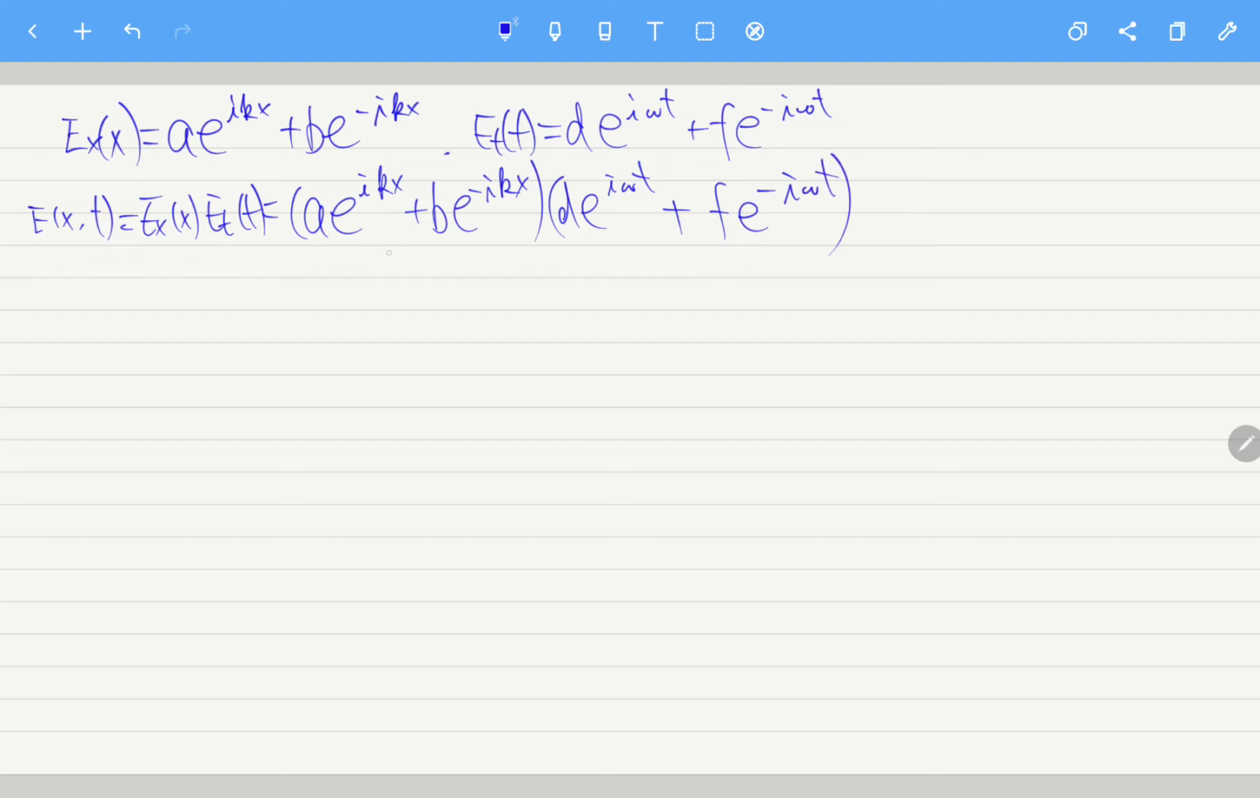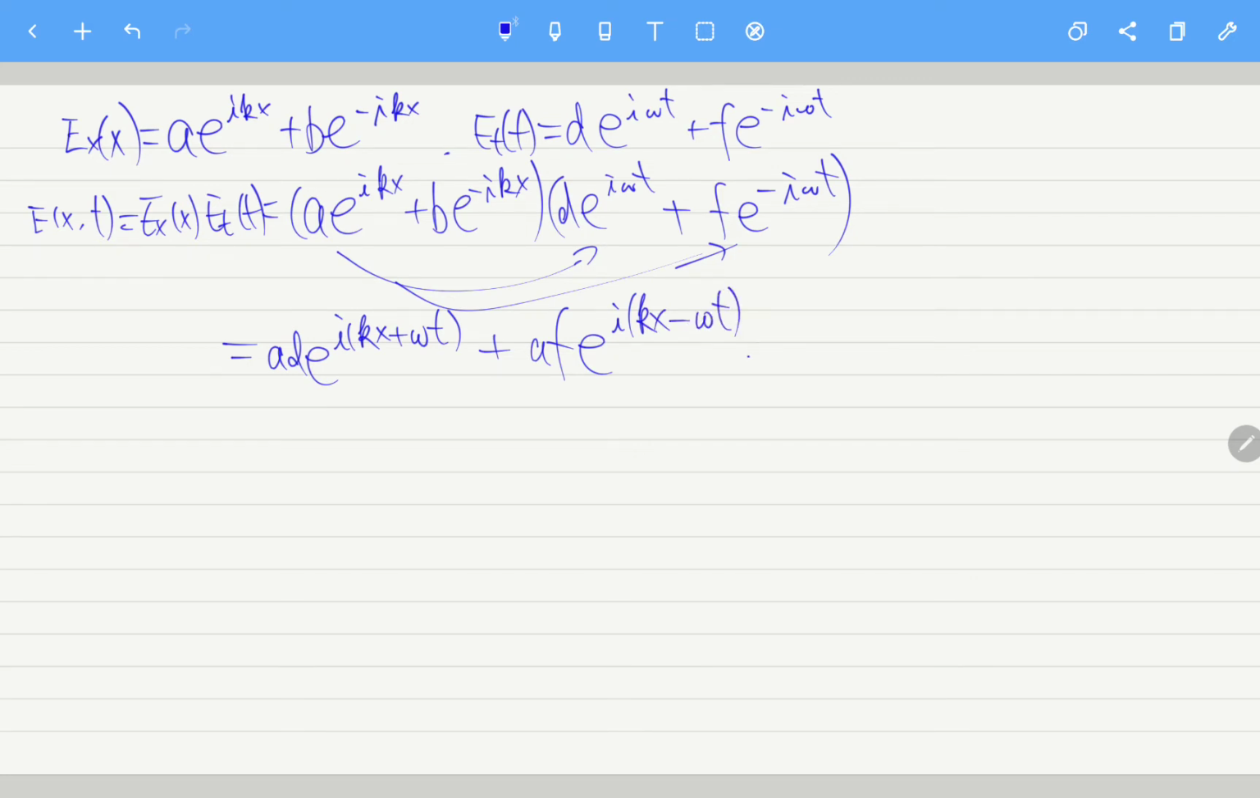So we can distribute this one to here, and this one to here. So we get ad exponential to j(kx plus omega t), and then we get af exponential to j(kx minus omega t).